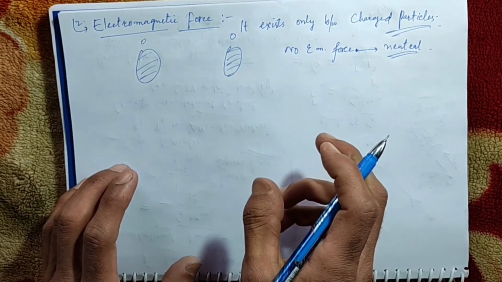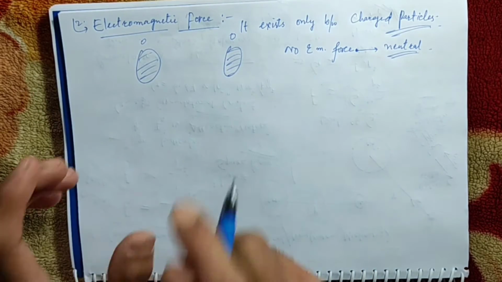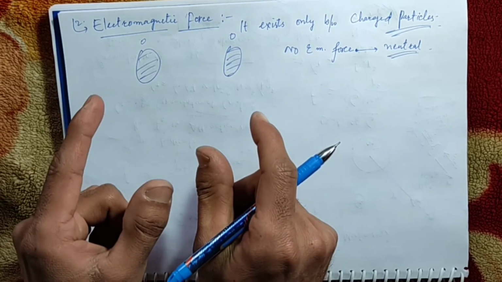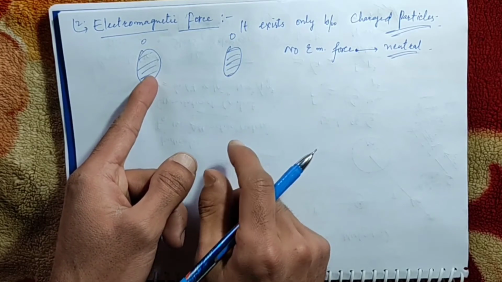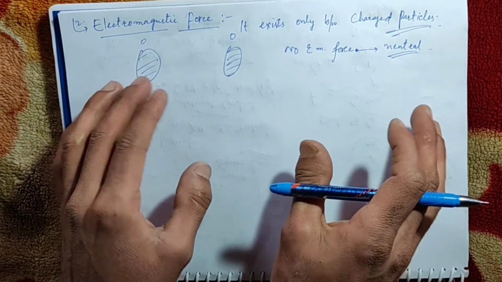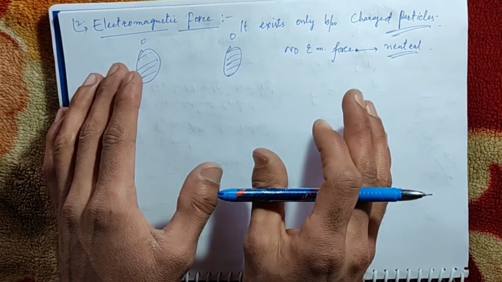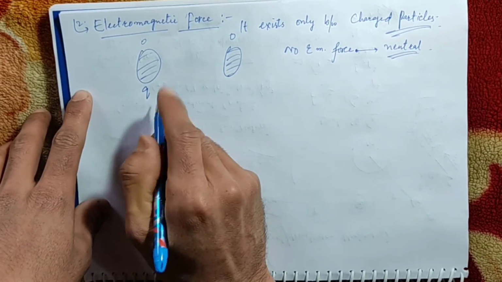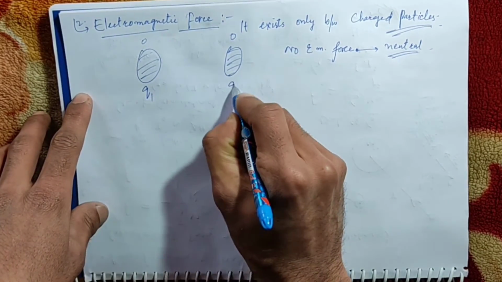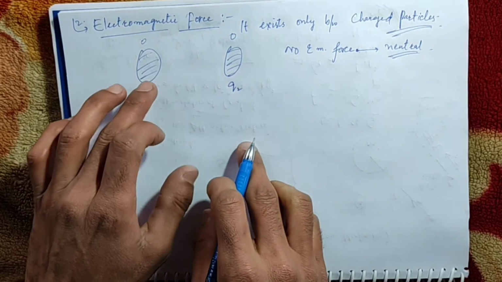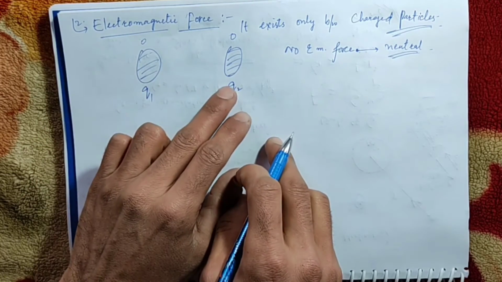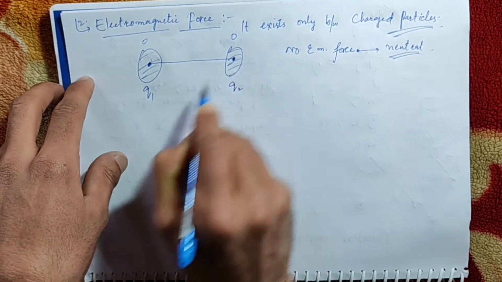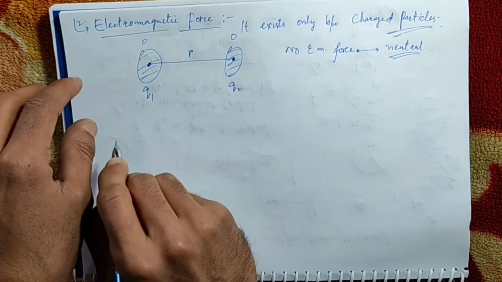We have to have both of them charged, because if either of them is neutral, there is no electromagnetic force existing. So these two must have some charge. Say this charge is represented by Q. This particle has charge Q1, and this particle or system has charge Q2. The distance between the centers of these systems, again, take it as R.